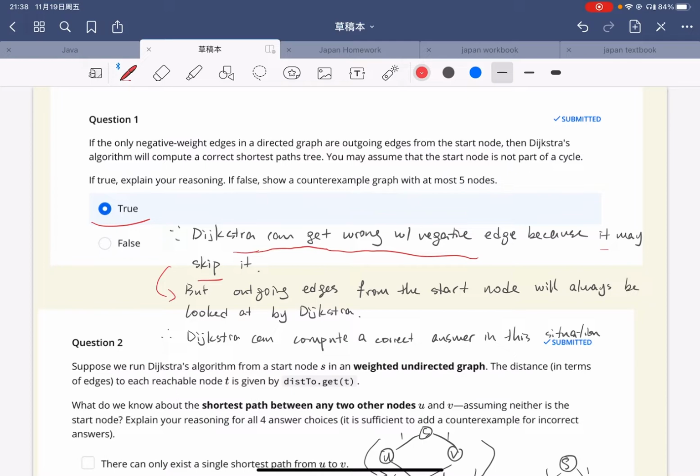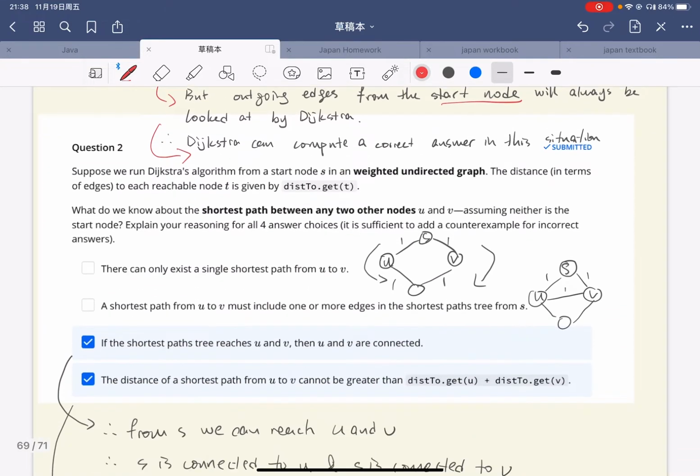But also, in Dijkstra's algorithm, all outgoing edges from the start node will be looked at. Therefore, all of the negative edges are guaranteed to be gone through in this case. Therefore, Dijkstra can compute a correct answer in this situation.